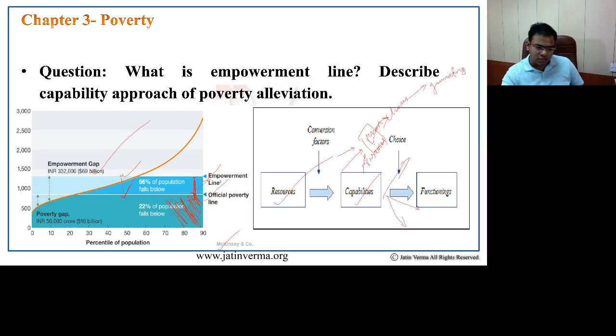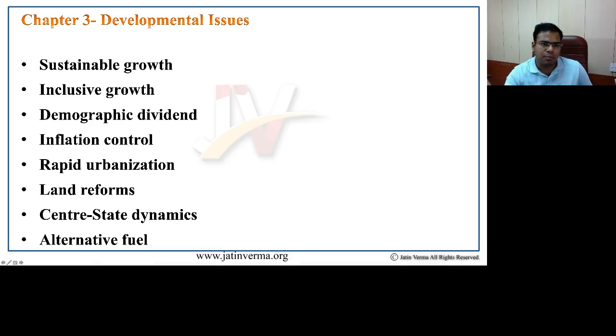With this discussion, let's move to the next chapter, and it is developmental issues. The next topic of Indian society is developmental issues. See, development is a process. Development basically includes a process in which we try to better the standard of living.